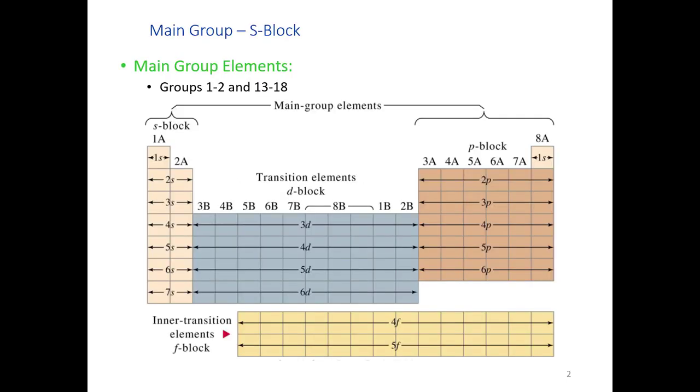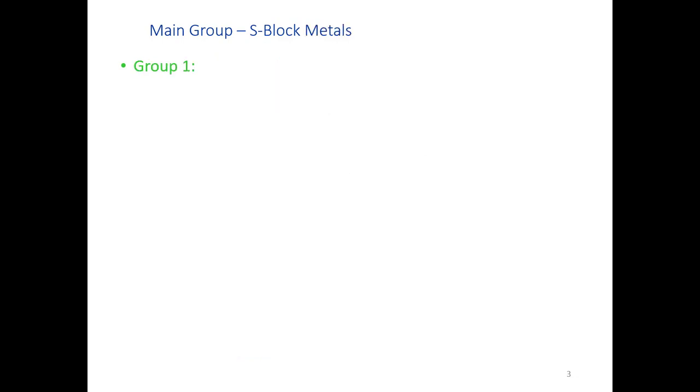In today's lecture, we'll be covering main group chemistry, specifically the S block. The S block is comprised of groups 1 and 2, otherwise known as the alkali metals and alkaline earth metals. Group 1 includes hydrogen as well as the alkali metals. So that's hydrogen, lithium, sodium, potassium, etc., etc.